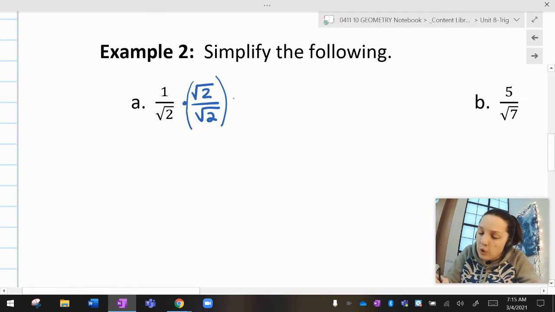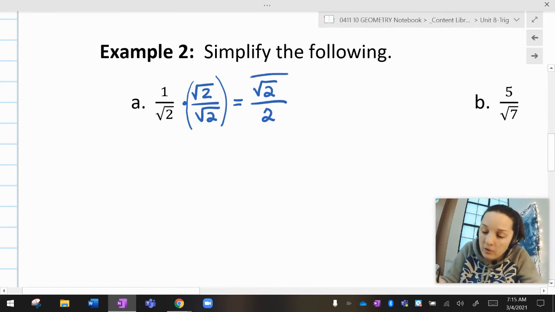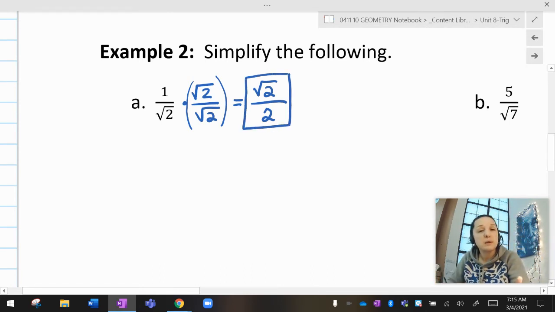All right, so I am going to multiply by root 2 over root 2. So I'm going to multiply the tops. 1 times radical 2 is radical 2. I'm going to multiply the bottoms. Root 2 times root 2 is just 2. A radical times itself, the radical disappears. And now I can leave this be. I have a radical, but it's on the top, and I'm okay with that.